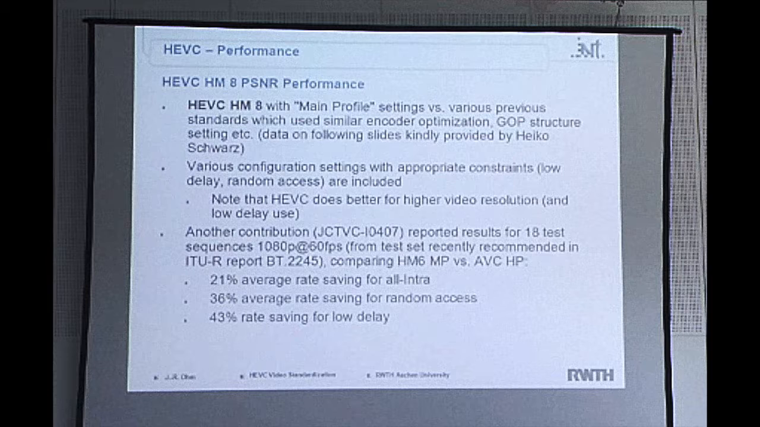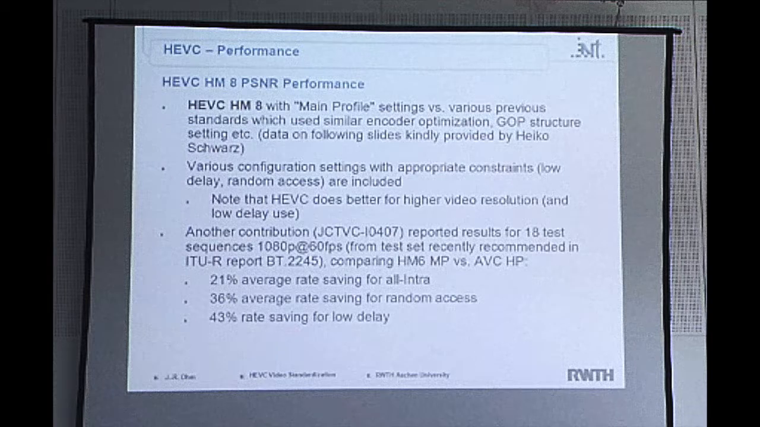What Heiko really did was not take some arbitrary codec. He tried to optimize other codecs like MPEG-2, like H.263, like AVC, as much as he could to the same level of optimization in terms of mode decision, in terms of motion estimation. I think he used the same motion estimation for all the codecs as far as he could. He really put some effort into that.